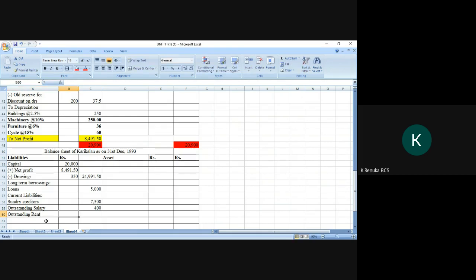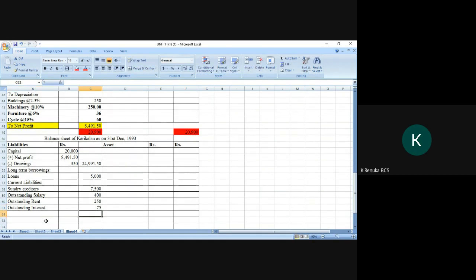Second one is outstanding rent. The value was 250. Next is outstanding interest. The value was 75. Next is outstanding wages. Outstanding wages we have calculated in the trading account. Yes, outstanding wages. So we have placed all the liabilities items in the balance sheet. So now we can proceed with the assets.